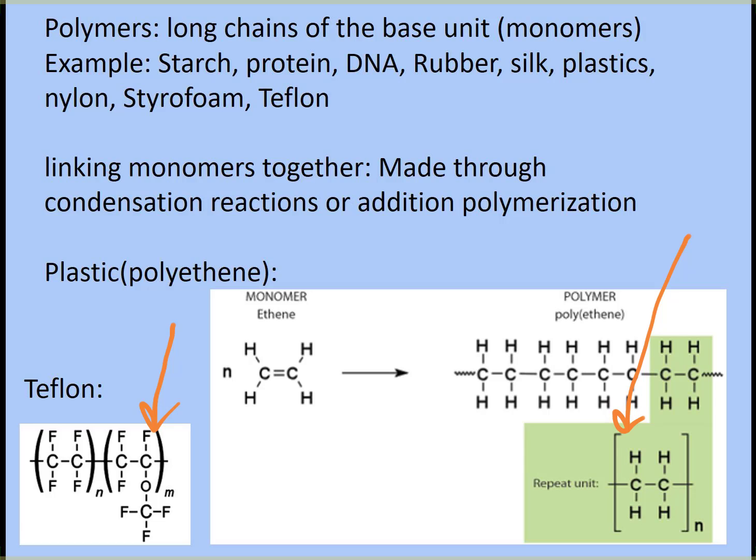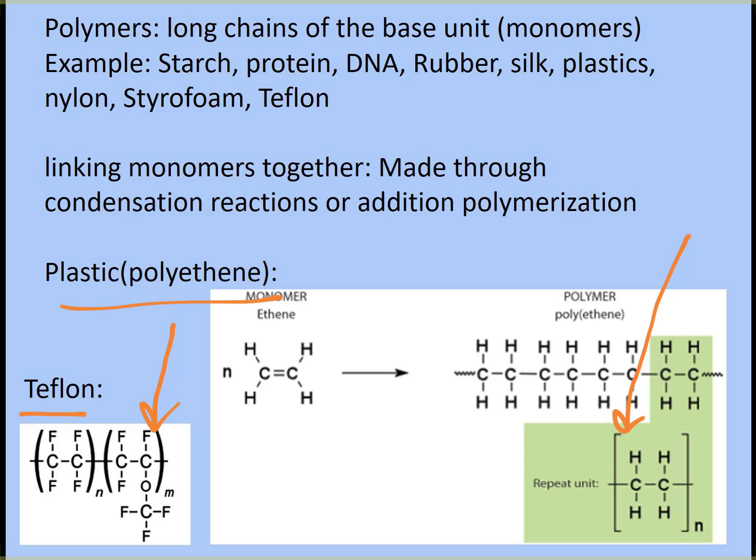Some examples of polymers are starch, protein, DNA, which we've already talked about. It is considered a polymer. Rubber, silk, plastic. I have a plastic down here to show you. Nylon, styrofoam, Teflon. I do have Teflon down here to show you. You should be able to look at the polymer and look at its base monomer and figure out, is this polar, is this nonpolar, and therefore how will it react.